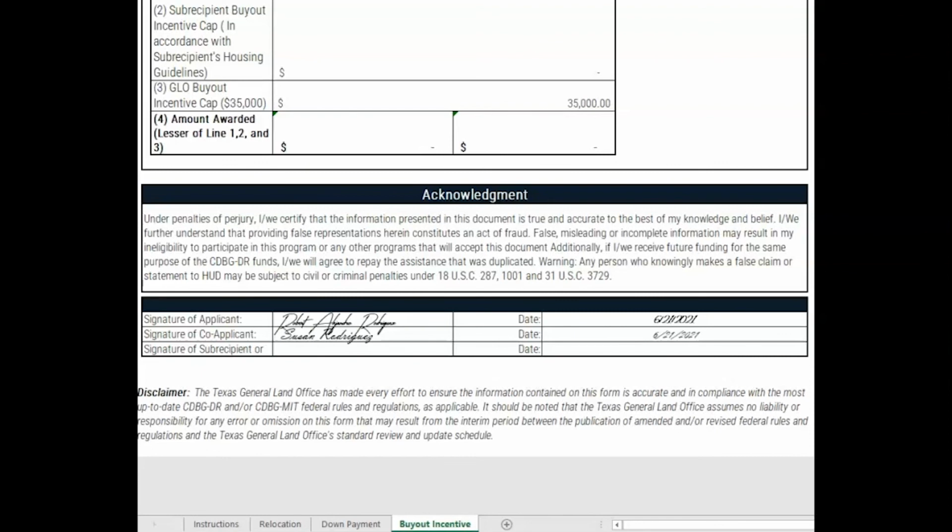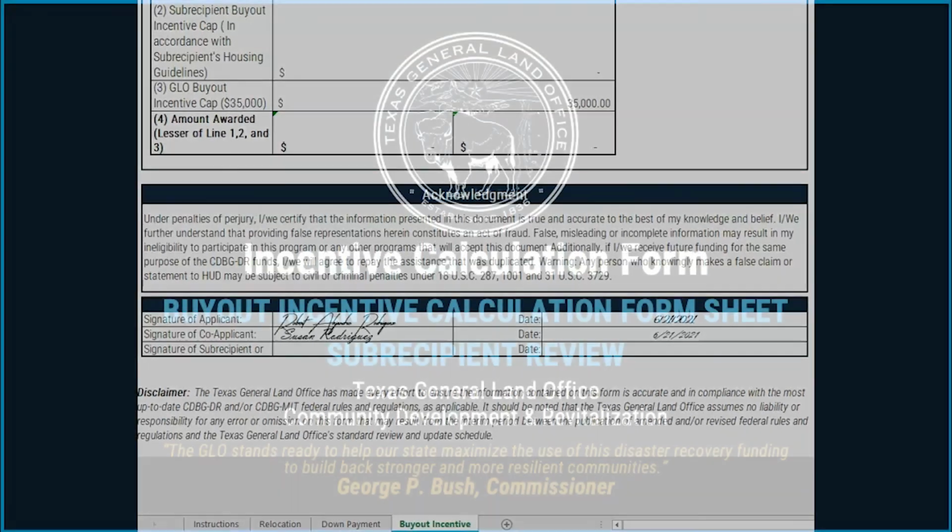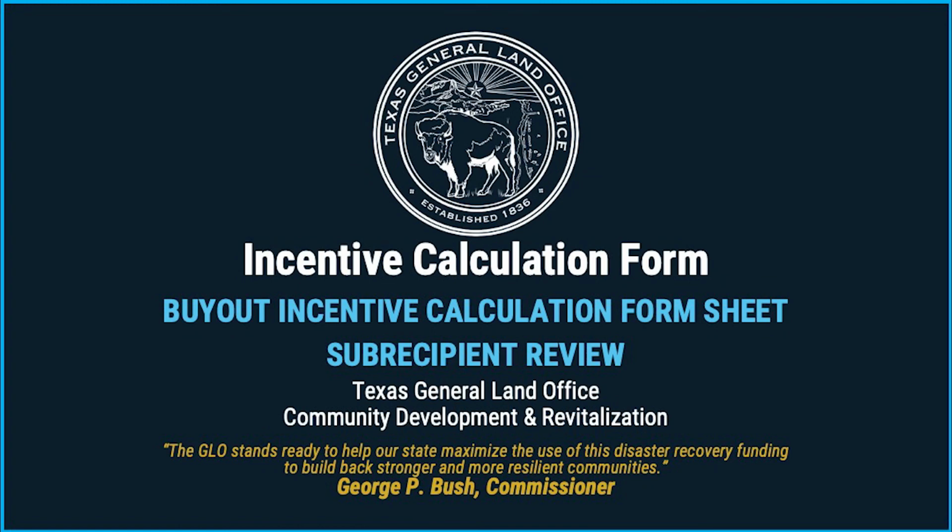Warning: any person who knowingly makes a false claim or statement to HUD may be subject to civil or criminal penalties under Title 18 of the U.S. Code 287, Section 1001, and Title 31 of the U.S. Code, Section 3729. Buyout Assistance Sheet, Subrecipient Review.